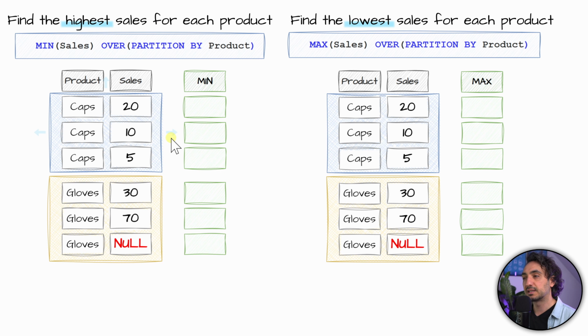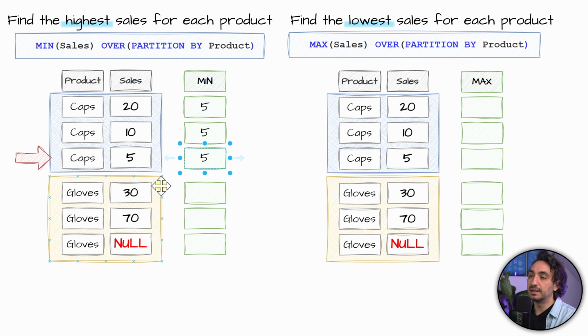Okay, so now let's see how SQL is going to execute the first query. As usual, first it's going to prepare the data, so it's going to split the data into two windows, one for the caps and another one for the gloves. After that, it's going to search for the lowest sales within each window separately. For the first window we have the following values: 20, 10 and 5, and of course the lowest value is going to be 5, so SQL is going to find it, and everywhere for this window the value is going to be 5. So we have it as the lowest sales for the product caps.